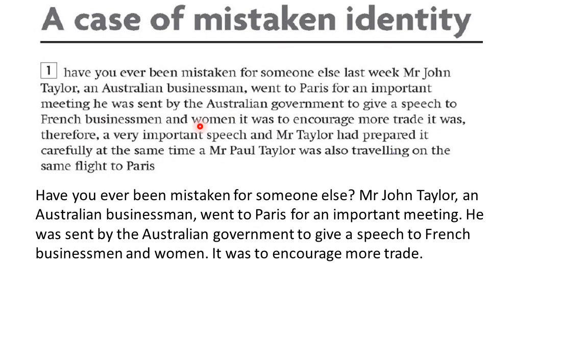It was, therefore, a very important speech and Mr. Taylor had prepared it carefully. At the same time, Mr. Paul Taylor was also traveling on the same flight. So from this part, there is a new idea. So this could be the end of the fifth sentence. Then the fifth sentence is, it was therefore a very important speech and Mr. Taylor had prepared it carefully.